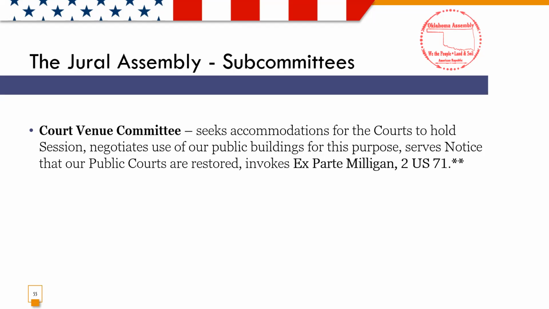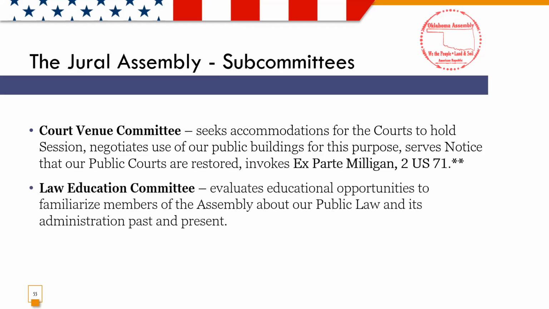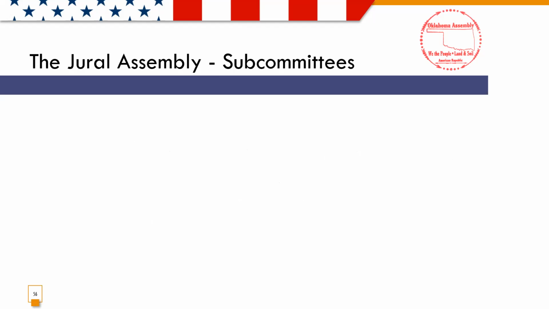And that is the remedy that was provided in the very beginning, that whenever we didn't have our courts, this ex parte Milligan is a way of us saying, we are ready to staff our courts, now you need to give them back to us. Oklahoma has not served that yet because we have not yet stood up our Jural Assembly. You can see why this is really important. So we need people to become familiar with common law and to volunteer as state citizens to serve in the Jural Assembly. The Law Education Committee, I'll probably be a part of this one, evaluates educational opportunities to familiarize members of the Assembly about our public law.